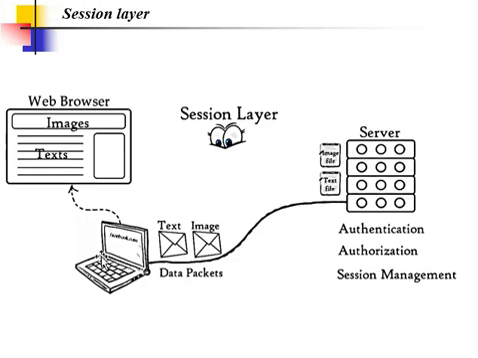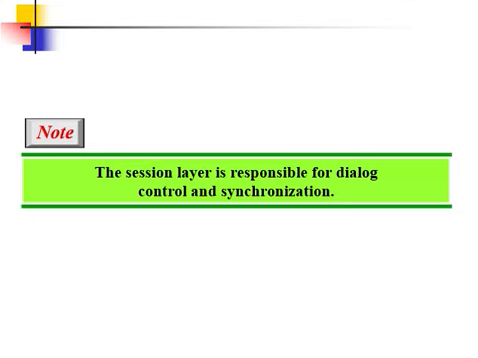So the application, presentation, and session layers are all software layers, and we access this information in the web browser. These are the three key roles of the session layer. The session layer is responsible for dialog control and synchronization. In the previous slide, we saw that with authentication, authorization, and session management, we are able to manage the dialogue between the sender party and the receiver party.